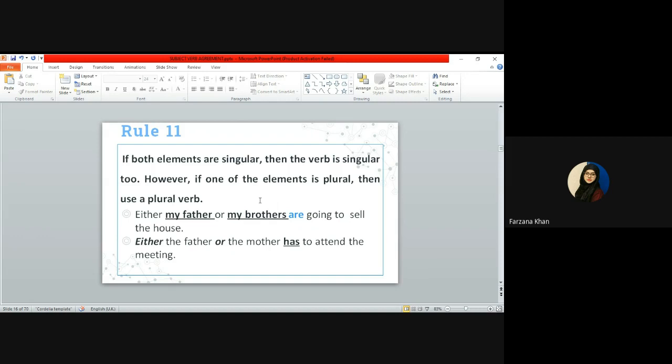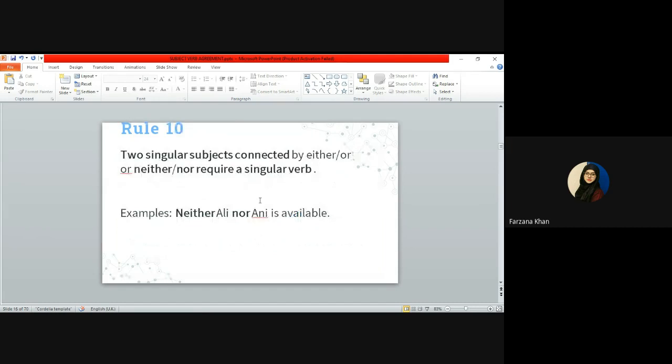If both elements are singular, then the verb is singular. However, if one of the elements is plural, then we will use a plural verb. So this is in reference to rule number 10. In rule number 10, I told you to use singular verb with either or and neither nor. When two singular subjects are connected by either or and neither nor, then you will use singular verb. So focus on this statement, which is two singular subjects.